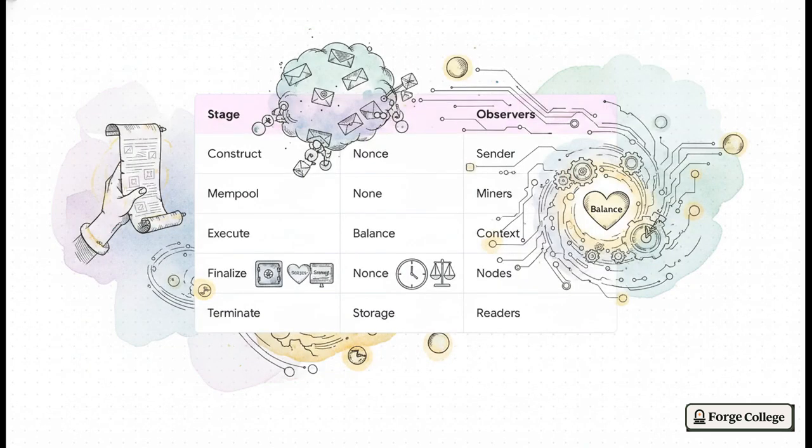Let me walk you through this technical specification, because this tells you exactly who can see what at each specific stage of the workflow. During construction, only the sender sees the planned nonce. In the mempool, there's no persistent change. It's just miners observing pending mail. During execution, balances and storage change, sure, but only the execution context, and nested calls within that same transaction actually observe it. It isn't until finalization that all the full nodes finally observe the updated nonce and balance. And if a contract happens to hit termination, well then all readers see the storage completely clear.